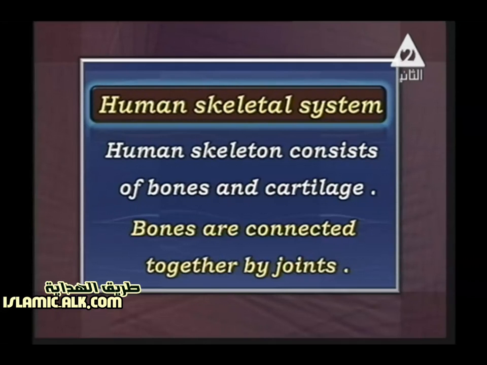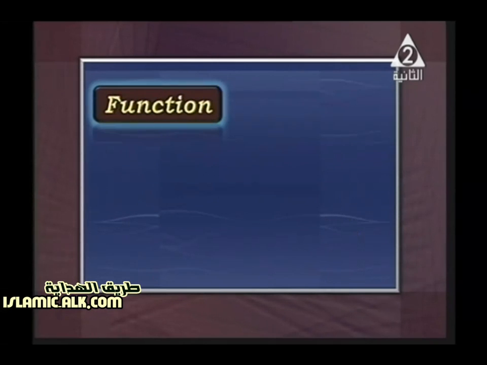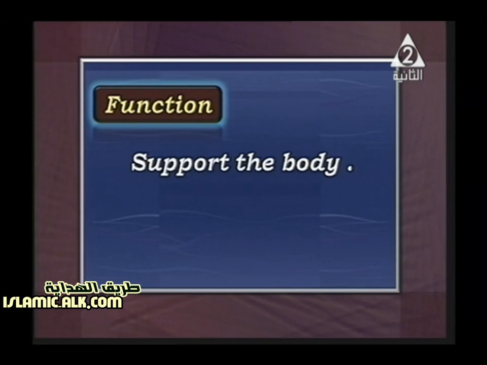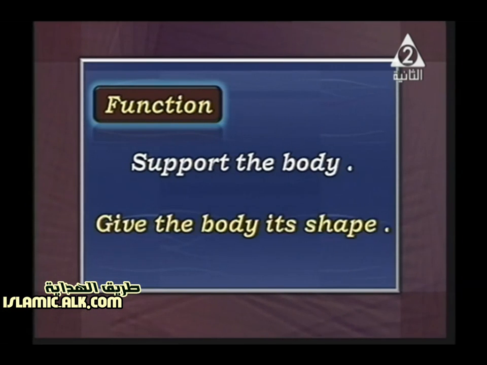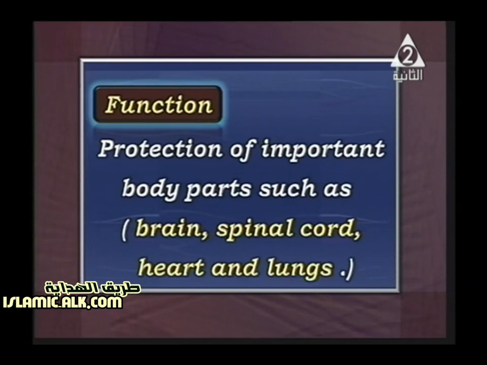Well, bones are also connected together by something called joints. Joints, simply, where any two bones meet each other, okay? The space between them, this area is called a joint. Functions of the human skeletal system. We have different functions, such as what? Support the body, and it also gives the body its shape. And what else? Yes, protect the important organs inside us, like the brain, and the spinal cord inside the neural canal, and also the heart and lungs inside your thoracic cavity.